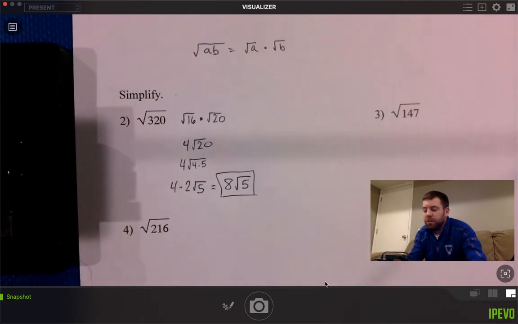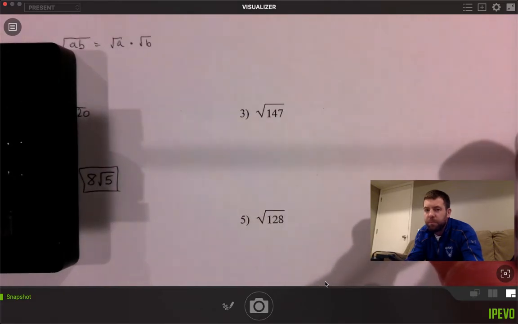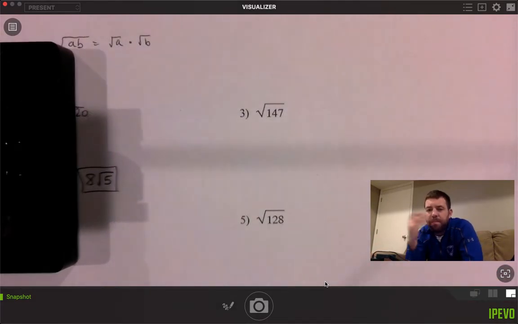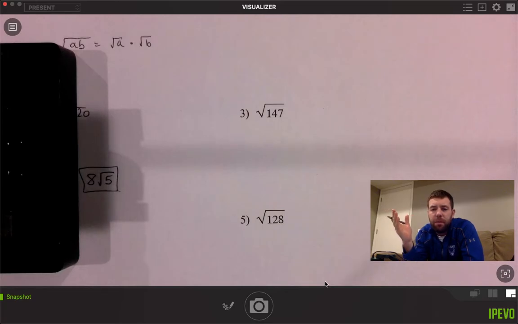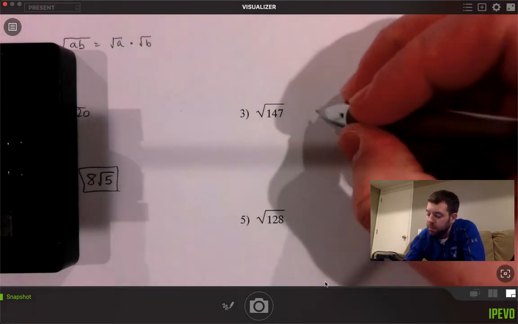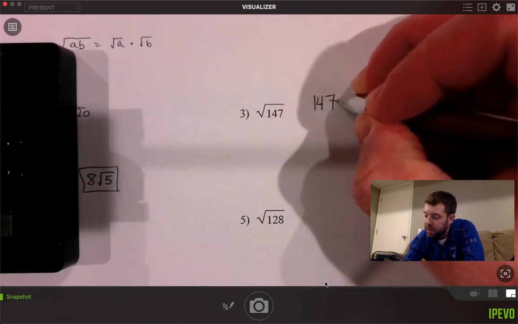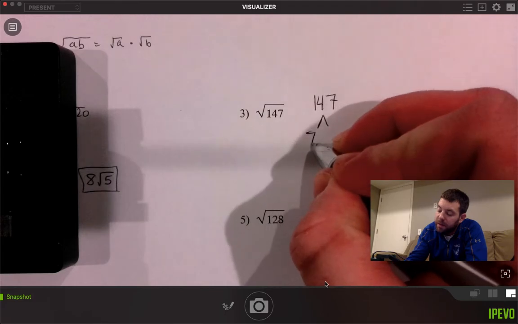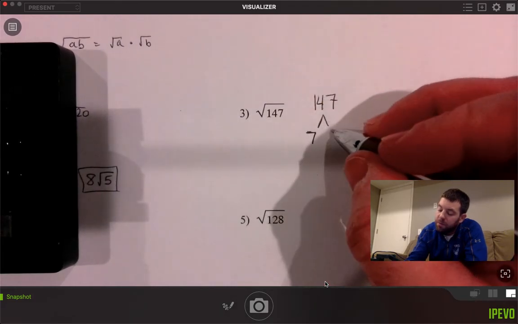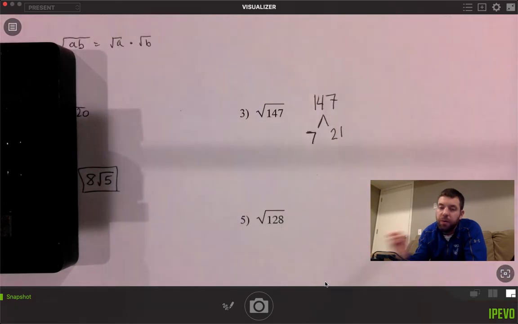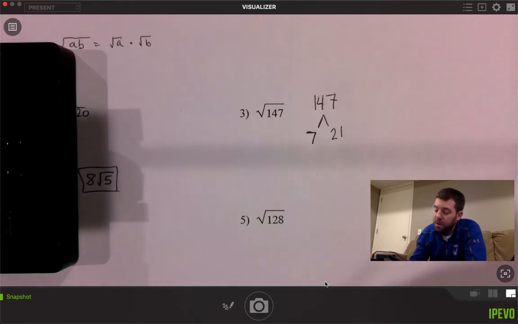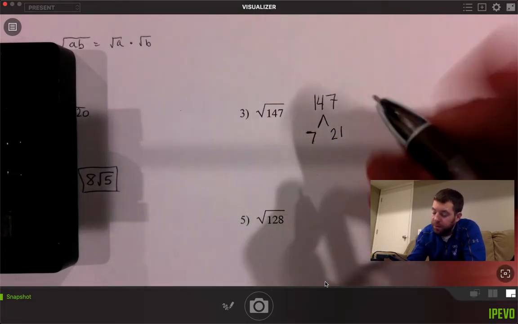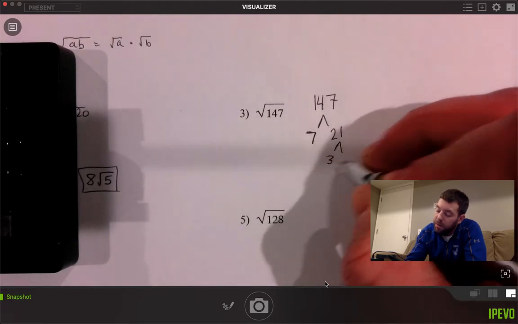All right, let's look at number 3, 147. I'm going to show you now the factor tree method, which we use a lot. Basically, you're just pulling out any numbers that go into 147. I know a 7 can go into that. 7 goes into 14 two times, and it goes into 7 once, so 21. And the factors of 21 are 3 and 7.